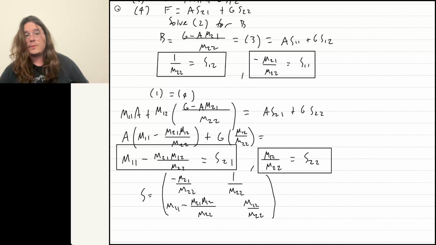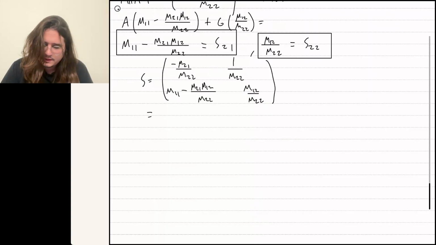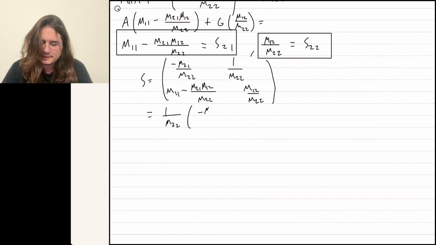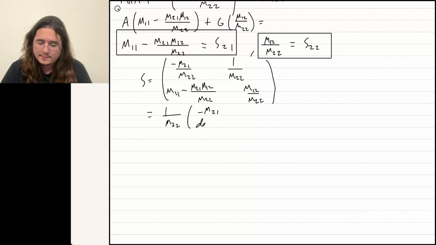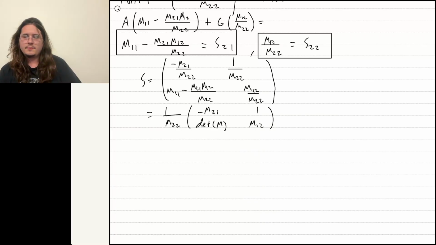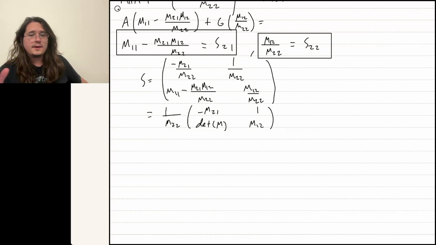Again, factoring out a 1 over m22 gives you something magical. So you get 1 over m22 times minus m21 up here. Now the bottom left term is equal to the determinant of M. And then we get 1 on the top right and m12 on the bottom right. Whatever. So that's part A done.